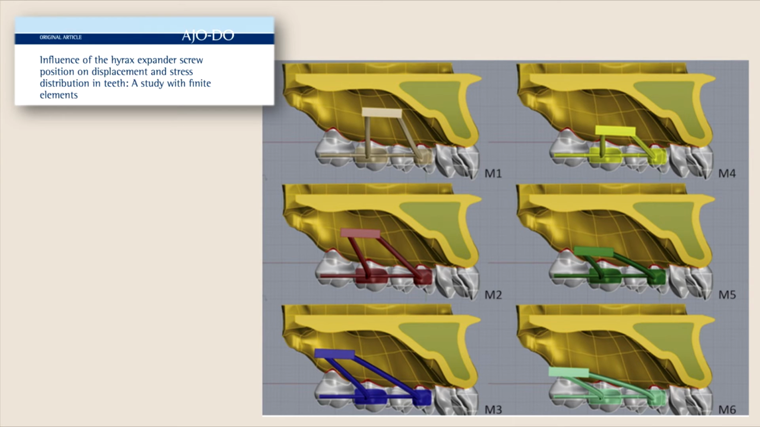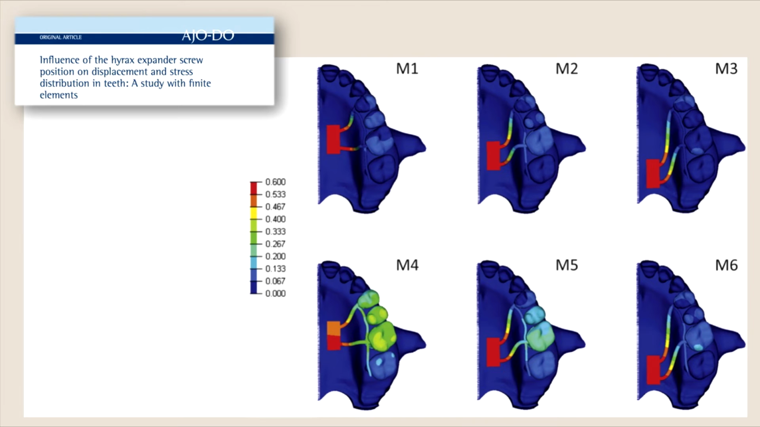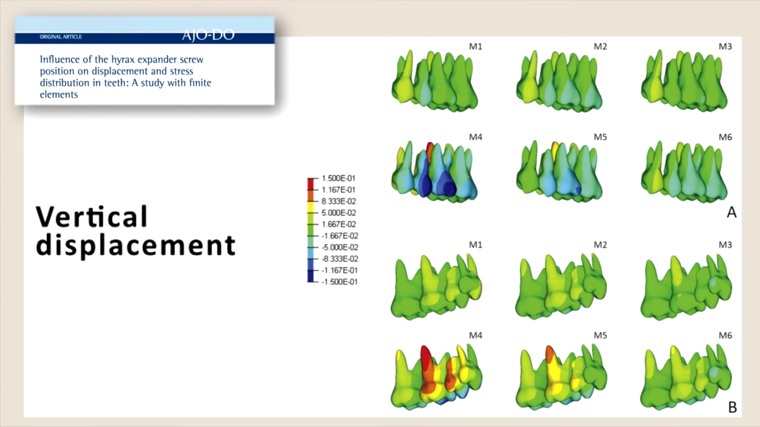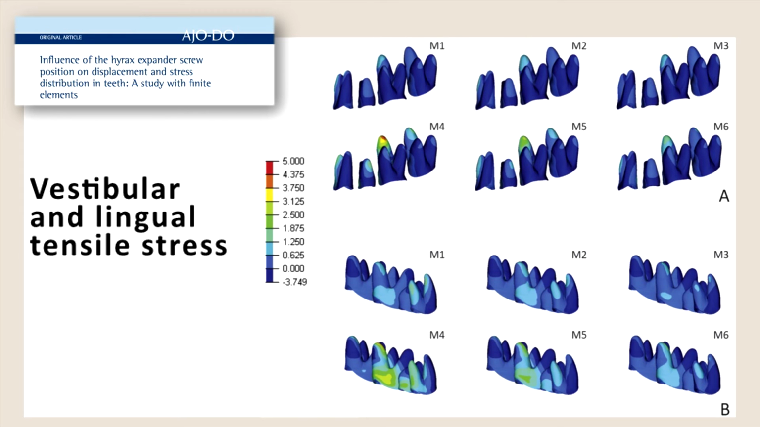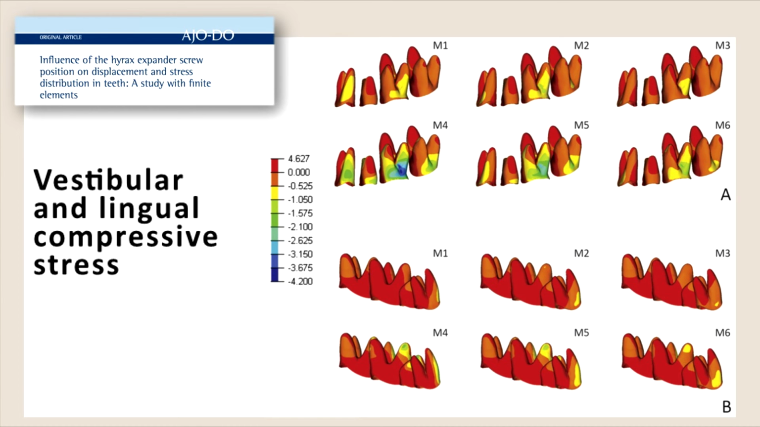Another three positions were anteroposterior, with the center of the screw placed between and equidistant from the mesial face of the first molar and the distal face of the first premolar, aligned to the center of the crown of the first molar, and the anterior edge of the screw aligned to the distal face of the first molar. The initial activations of the expanders were simulated, and the total displacement, the vertical displacement, the buccolingual displacement, the vestibular and lingual tensile stress distribution on the periodontal ligament of supporting teeth, and the vestibular and lingual compressive stress distribution on the periodontal ligament of supporting teeth in each model were registered.